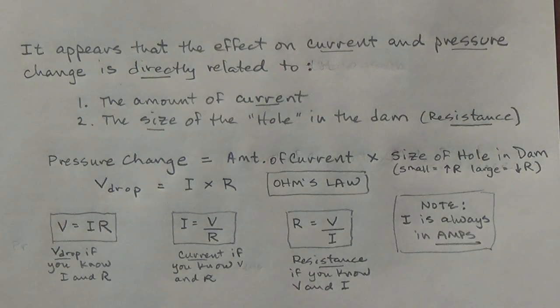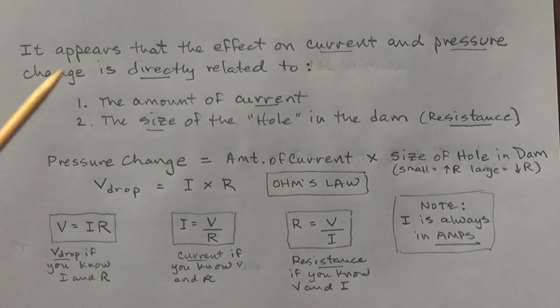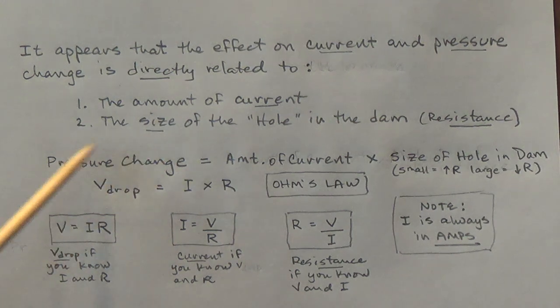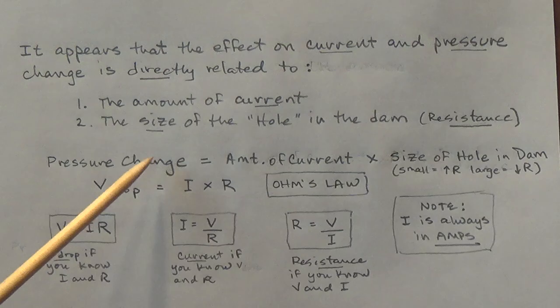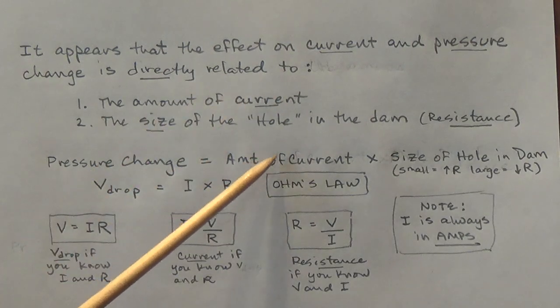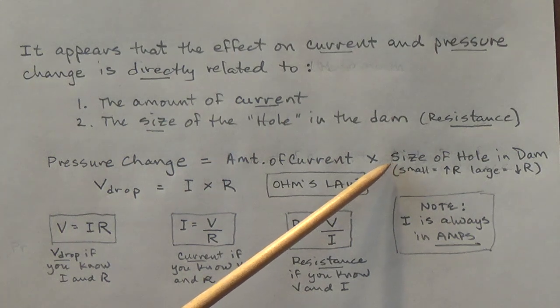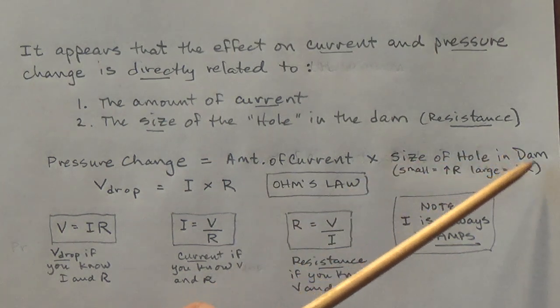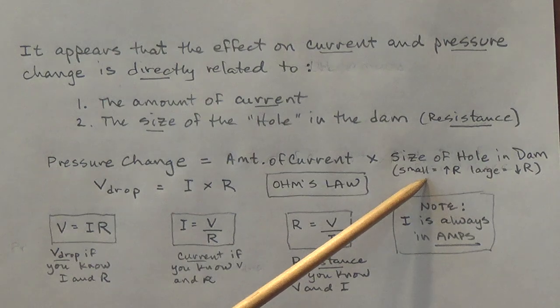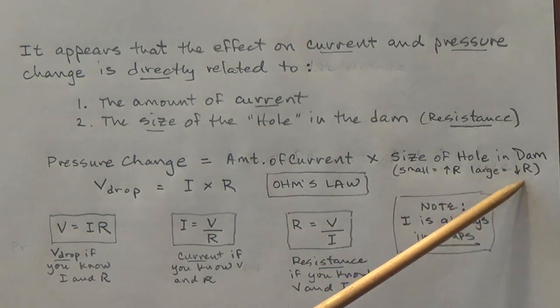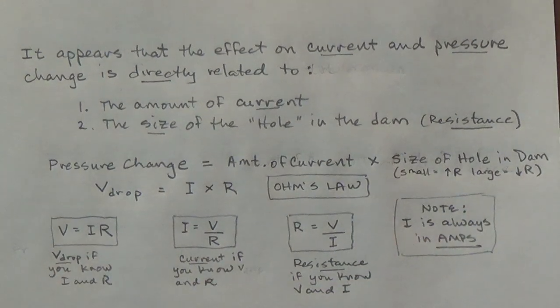Since that's a big mouthful, let's boil it down to shorter phrases. We can say that the pressure change on either side of the dam or resistor is equal to the amount of current times the size of the hole in the dam, which we know is the resistance. The smaller the hole, the larger the resistance. The larger the hole, the smaller the resistance.